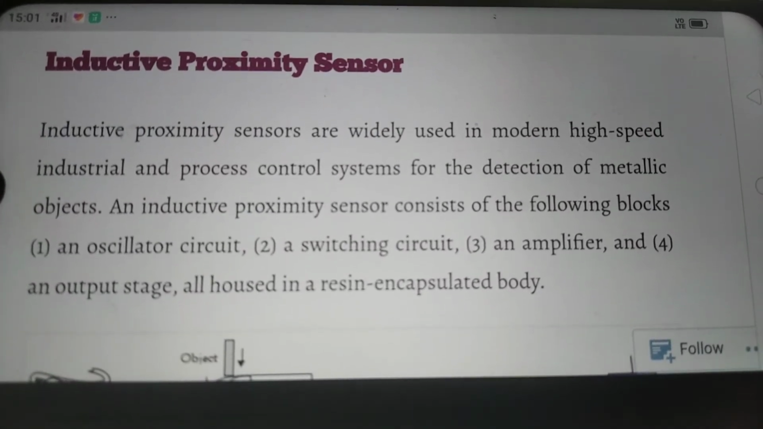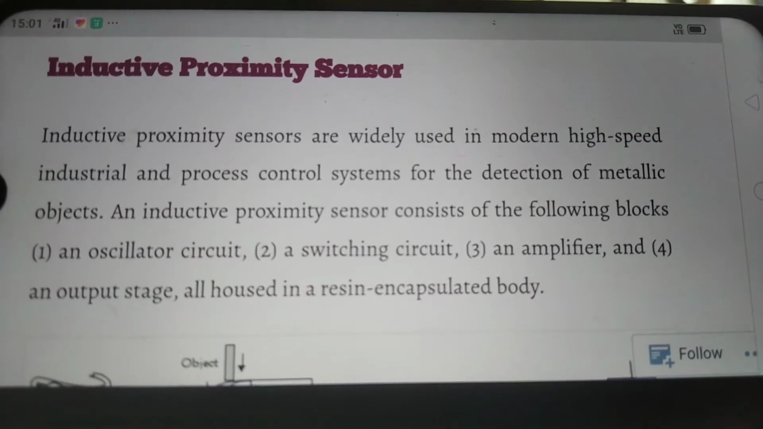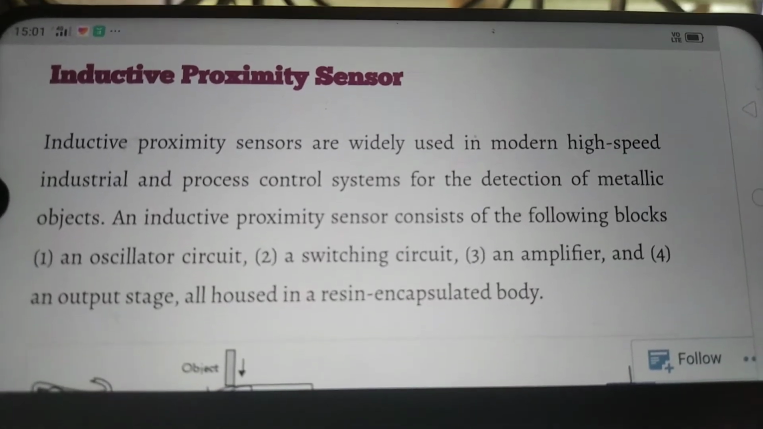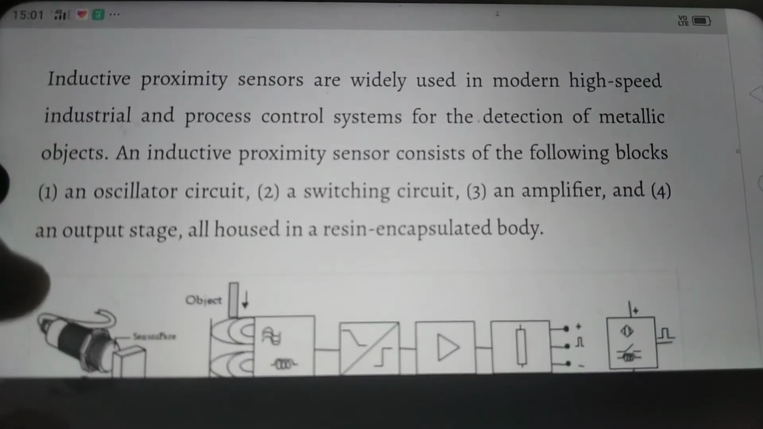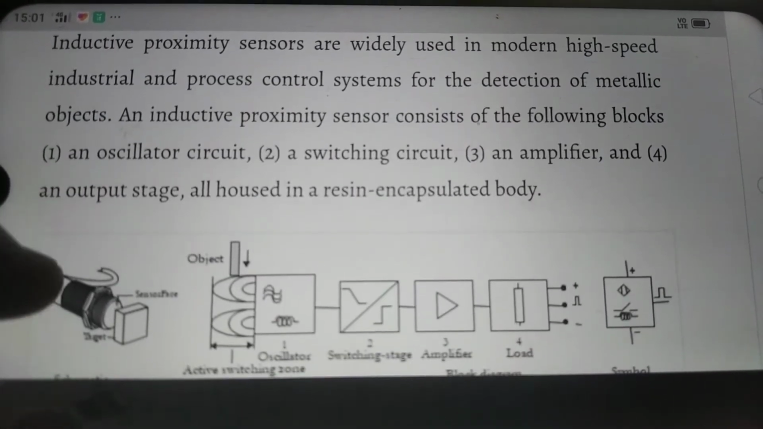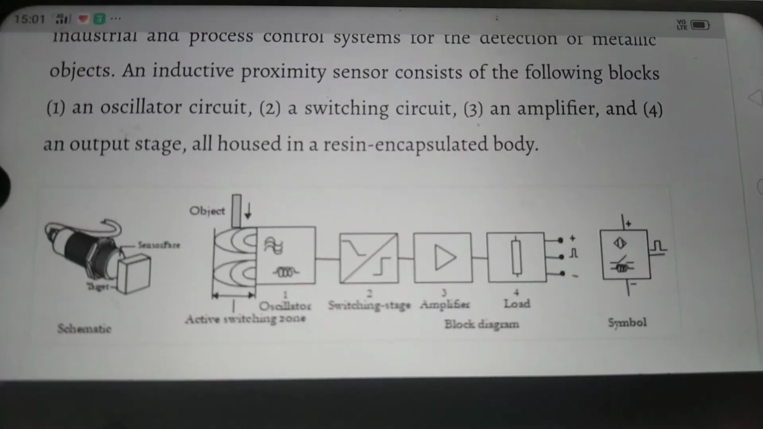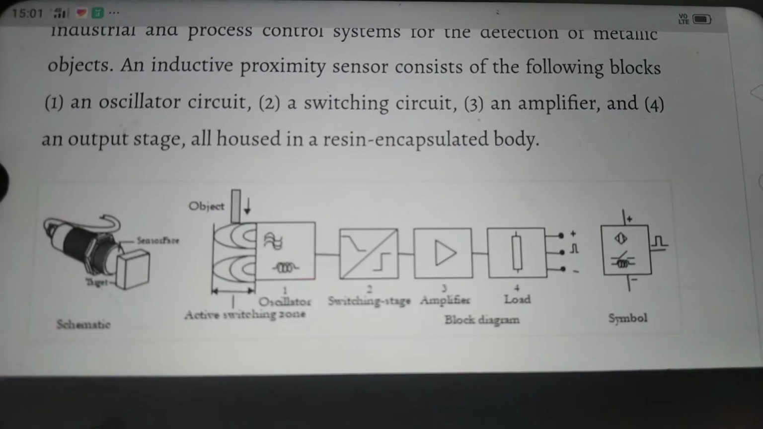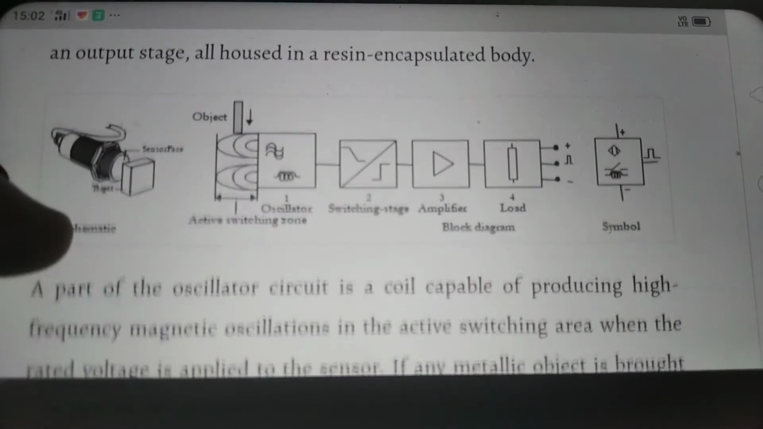Inductive type proximity sensors are widely used in modern high-speed industrial and process control systems for detection of metallic objects. This is the important point. An inductive proximity sensor consists of the following blocks: one, an oscillator circuit; second, a switching circuit; third, an amplifier; and fourth, an output stage. All are housed in an encapsulated body.